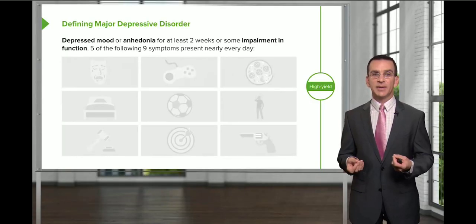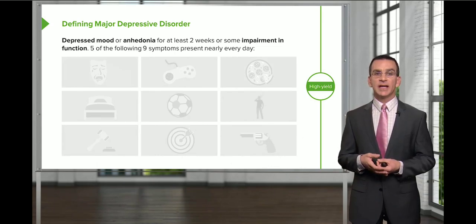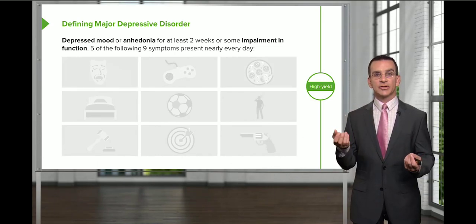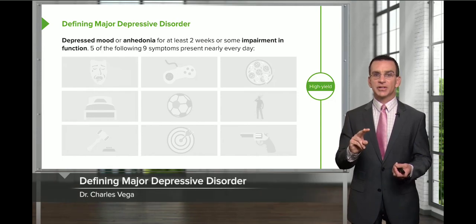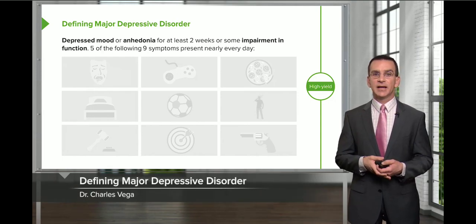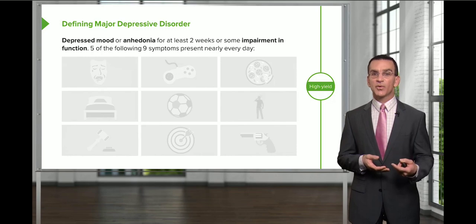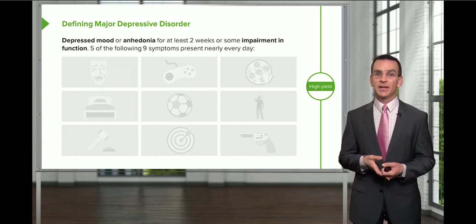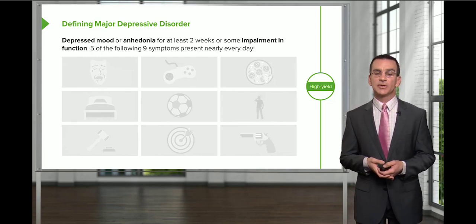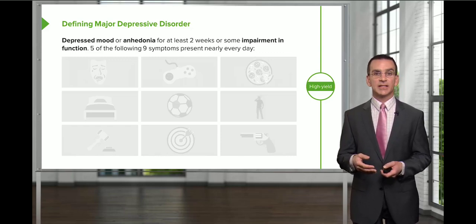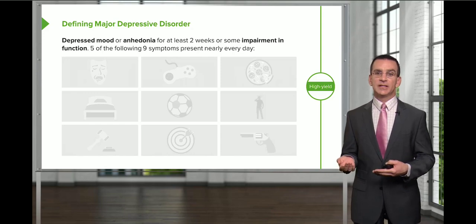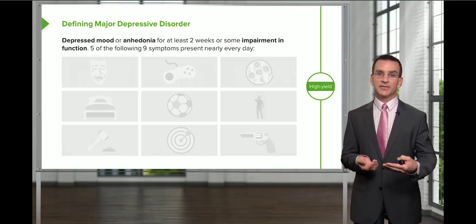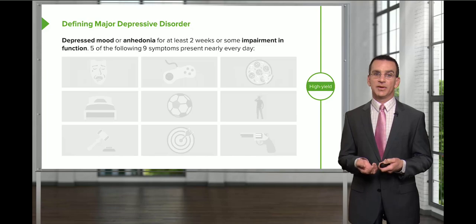So how do we define major depressive disorder? It's defined by either depressed mood or that term anhedonia, that loss of pleasure in doing your normal activities, for at least 2 weeks. So it doesn't take a long duration of symptoms to be defined as a major depressive disorder, but it does require impairment in function as well. And then 5 of the following 9 symptoms should be present nearly every day. So it's not like just 1 or 2 days you feel the blues and therefore you have major depressive disorder. This has to be pervasive, causes impairment in function, and has to be present on most days.